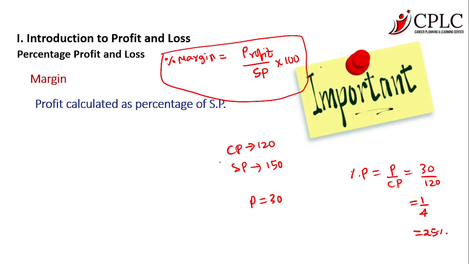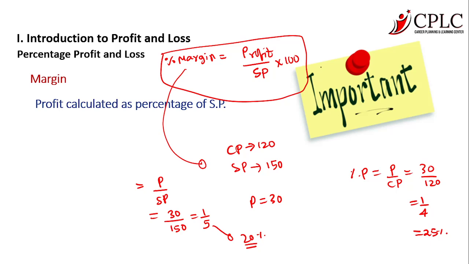But let's say in the same example, we are supposed to calculate margin percentage, then the formula becomes profit upon SP, that is 30 upon 150. And if you reduce the fraction, it becomes 1 by 5. And 1 by 5, you should remember, is 20%. So in the same example, normal profit is 25%, but margin percentage is 20% with a similar kind of calculation.